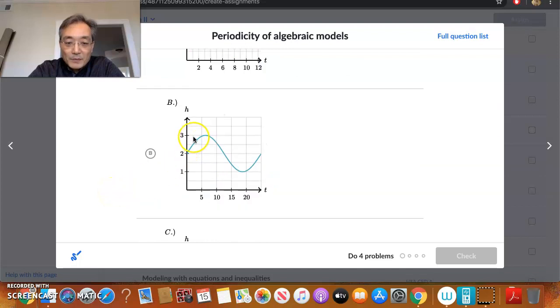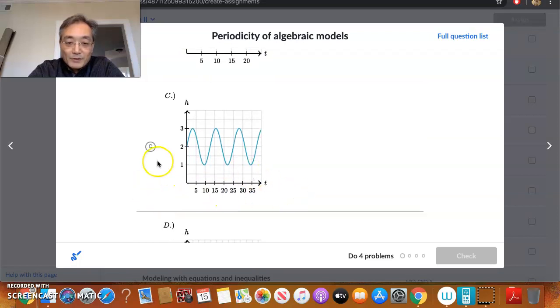Here, maximum is 3, minimum is 1, and then this one, but look at this period. This period goes all the way out to, what is this? That's going to be 25. That period's too long. The period should have ended right here, around 12.5, right? Right in here.